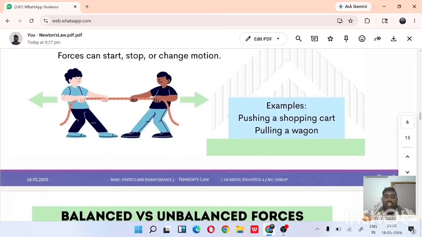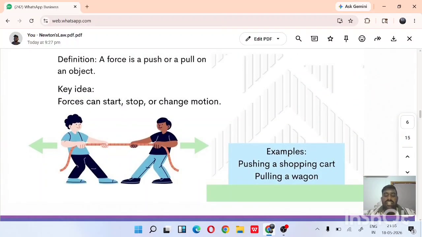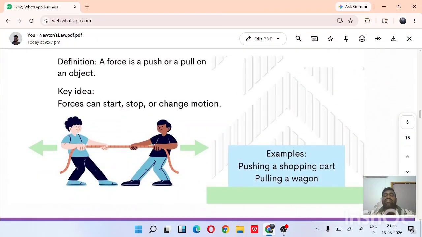So then, the law of acceleration. The second law explains the relationship between force, mass, and acceleration. It states that the acceleration of an object is directly proportional to the force applied and inversely proportional to its mass. F is equal to ma, where F is force, m is mass, and a is acceleration.